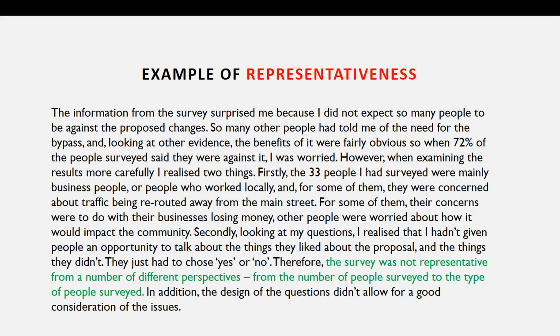And she worked out, can you see in green at the bottom, the survey was not representative from a number of different perspectives, from the number of people surveyed to the type of people surveyed. And she also came to the conclusion that the design of her questions in the survey didn't actually allow people to really state what they really thought, so to speak. So her survey proved not to be particularly representative.